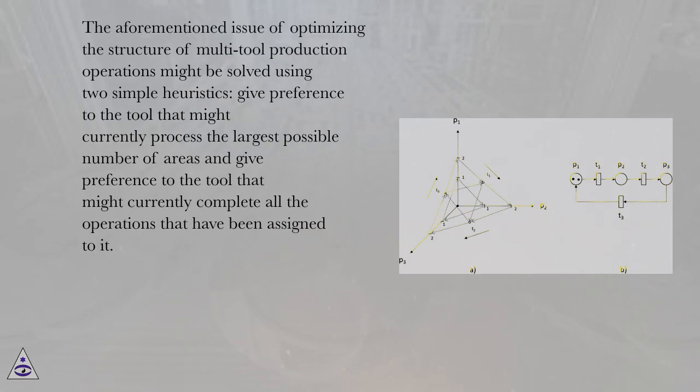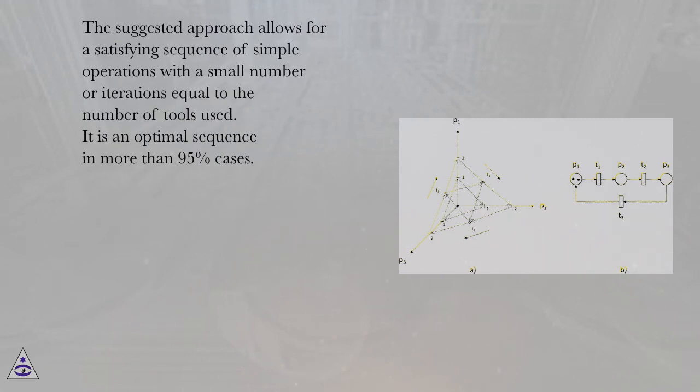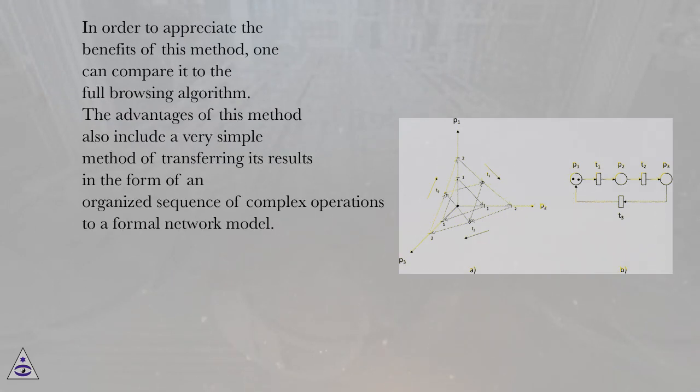Give preference to the tool that might currently process the largest possible number of areas and give preference to the tool that might currently complete all the operations that have been assigned to it. The suggested approach allows for a satisfying sequence of simple operations with a small number of iterations equal to the number of tools used. It is an optimal sequence in more than 95% cases. In order to appreciate the benefits of this method, one can compare it to the full browsing algorithm.